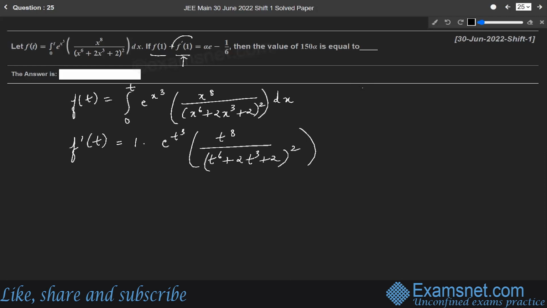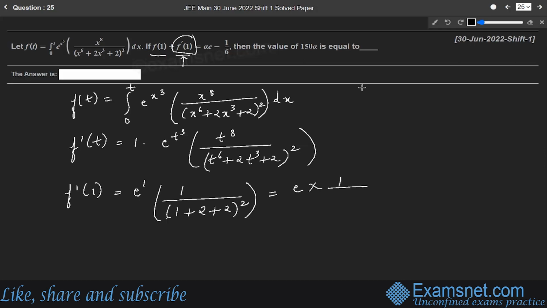Now, let us calculate f dash 1. Okay, we have f dash t. So, f dash 1 will be, we have to put 1 in the place of t. So, e power t cube. What is t? 1. 1 cube is 1. Multiplied by t power 8. So, 1 power 8 is again 1. Divided by t power 6. 1 power 6 is 1. Plus 2 into t cube. 2 into 1 will be 2. Plus 2 and whole square. So it will be e power 1 is e multiplied by 1 upon (1 plus 2 is 3, and 3 plus 2 is 5), and 5 square is 25. So it is equal to e by 25. The value of f dash 1 is e by 25.